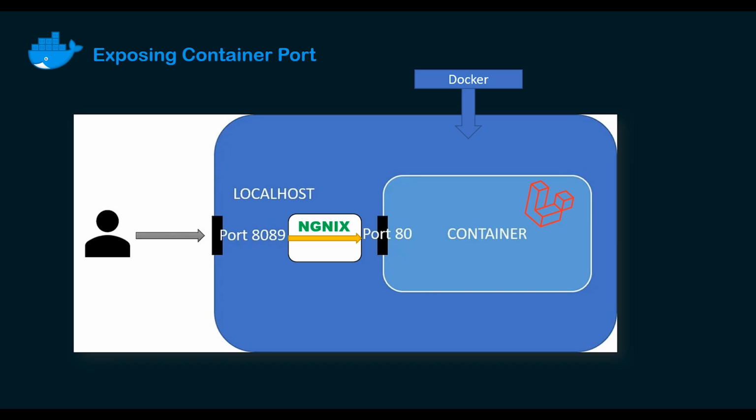But instead, we're going to hide it. And then we are going to create another port that we're going to expose to the clients for security reasons. And here the client is going to type localhost port 8089. And then this request is going to be forwarded to the Nginx server, which is a reverse proxy. And then the reverse proxy is going to forward it to our Laravel container, which is running on port 80. And then the client is going to get access to our app.